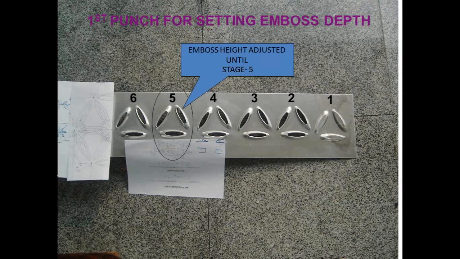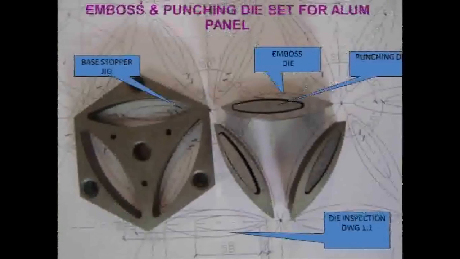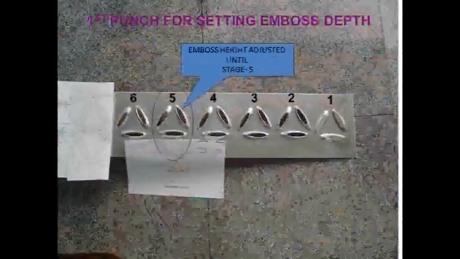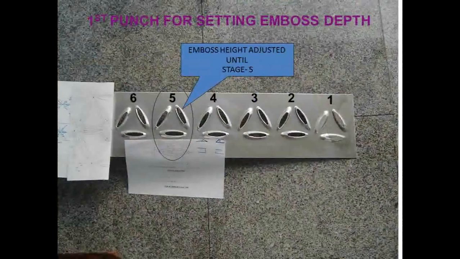So we reviewed the sample with the architect, whether it is fine. If you watch it closely, you can see the triangle you saw before as a die. Now it has been punched on a metal. But what we did first was a trial in an aluminum sheet.